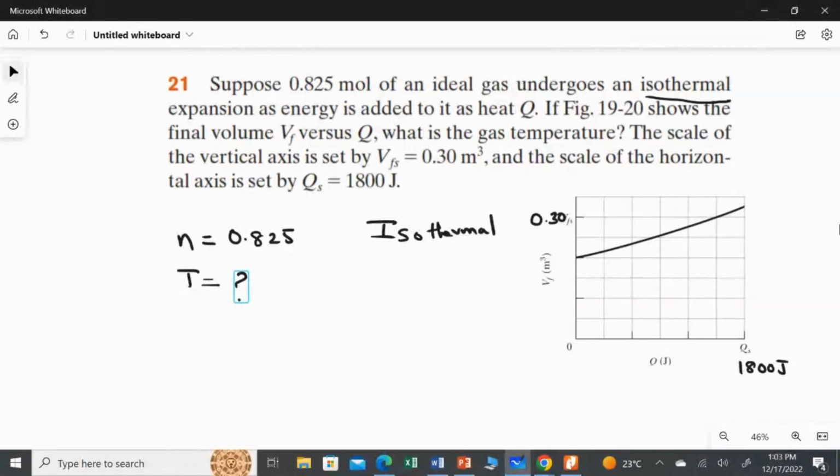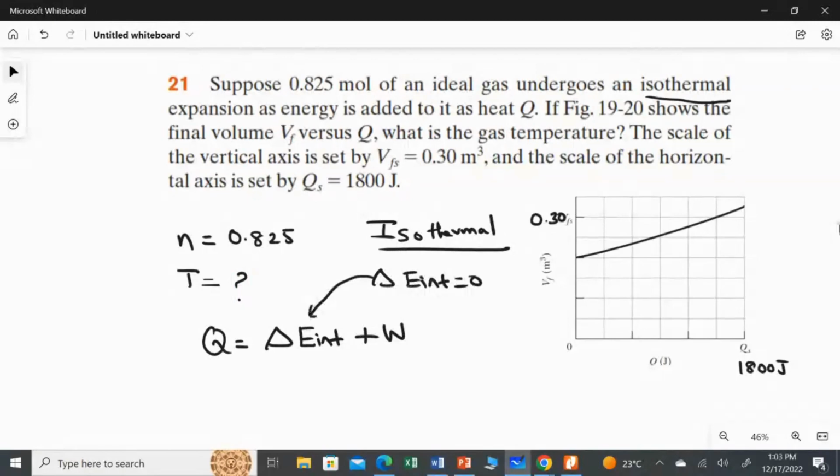The process name they mention is isothermal. So if it is isothermal, what should be the condition? The change in internal energy must be equal to zero. So first of all, I can write the first law of thermodynamics as we already studied in the theory class. Q, the amount of heat energy given to the gas, is equal to the change in internal energy plus work done. In the isothermal condition, the change in internal energy is equal to zero. So when you substitute zero for the internal energy, your Q is exactly equal to the work done.